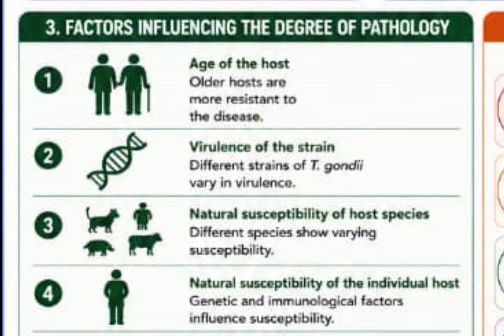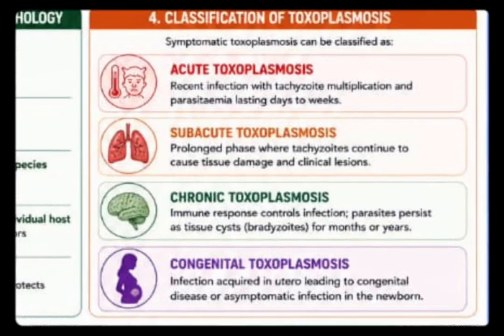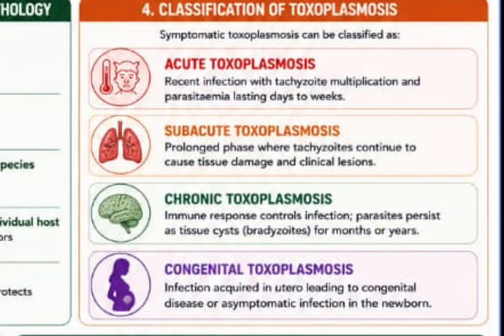So we have the classification of toxoplasmosis. We have acute toxoplasmosis, subacute toxoplasmosis, chronic toxoplasmosis, and congenital toxoplasmosis. In acute toxoplasmosis, what happens? The parasitemia, which means the parasitic action, only occurs for days and weeks, so it's very acute. When you take drugs, it goes, and sometimes your body's immune system fights them and they go.